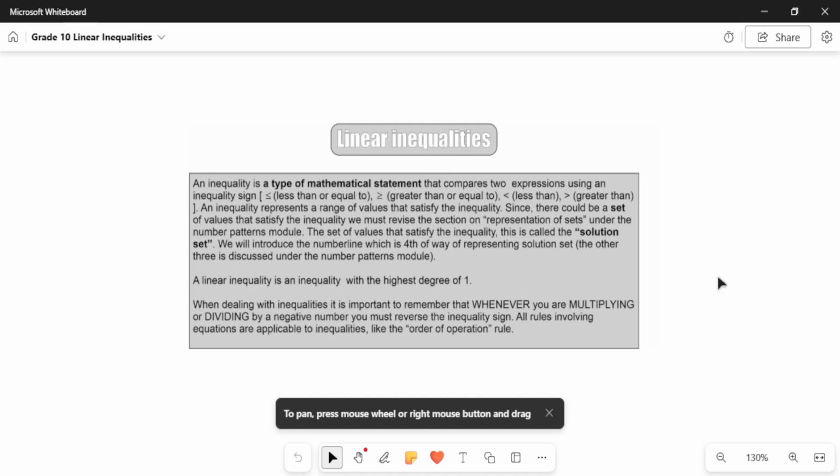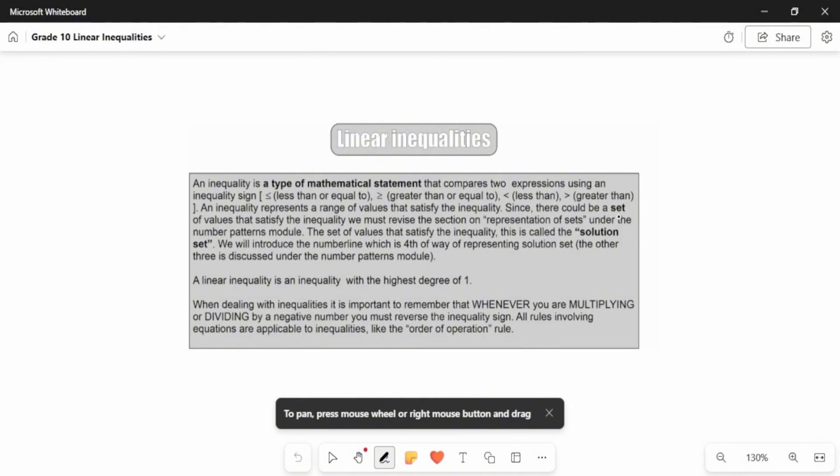So now let's work with linear inequalities. An inequality is a type of mathematical statement that compares two expressions using an inequality sign. That can be the less than or equal to sign, the greater than or equal to sign, the less than sign, or the greater than sign. An inequality represents a range of values that satisfy the inequality.